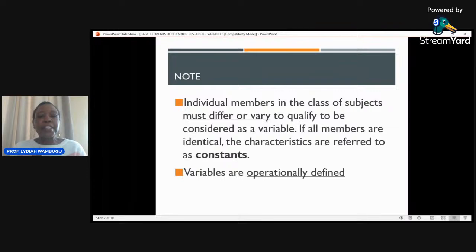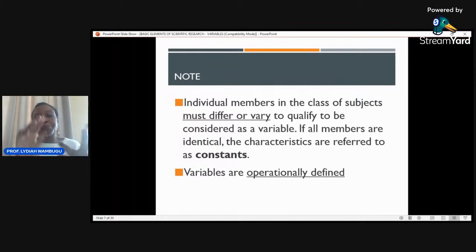So it is important to emphasize this again, that for something to qualify to be considered as a variable, it must vary. It must vary. If all of them are identical, they are called constants. So there are three things that I want you to note as far as variables are concerned. Number one, variables vary. They must vary.